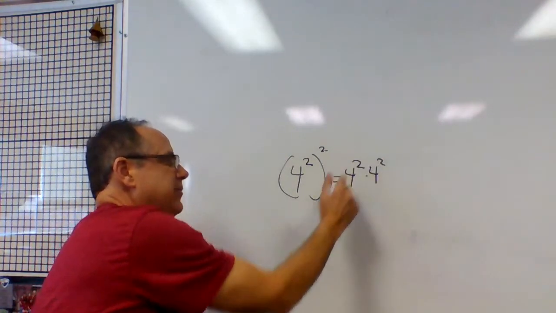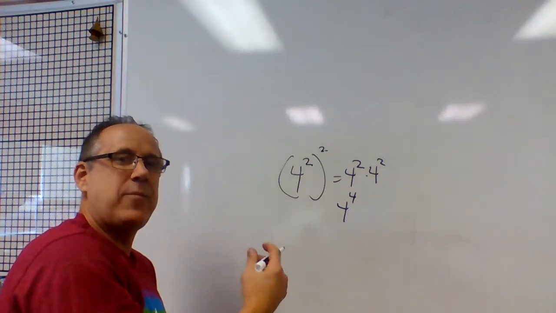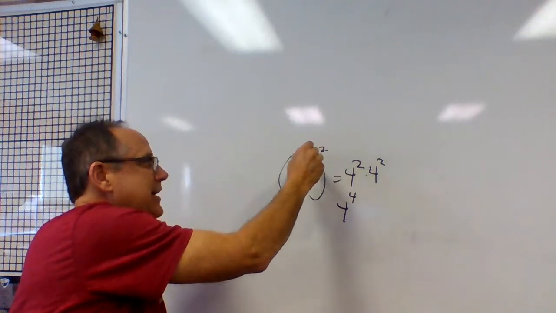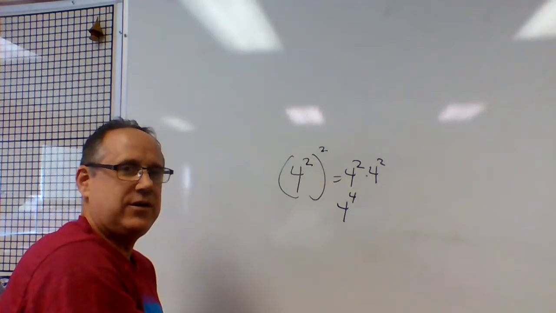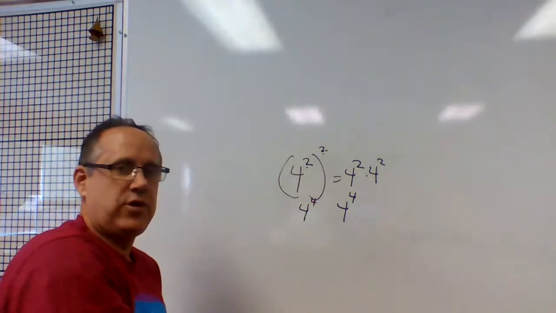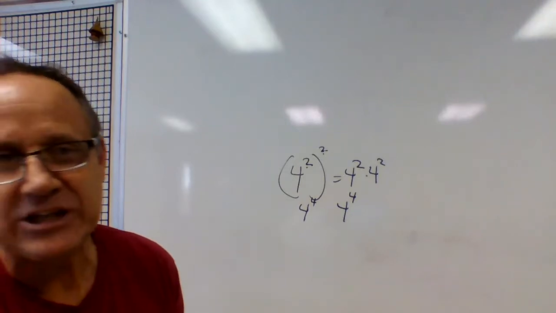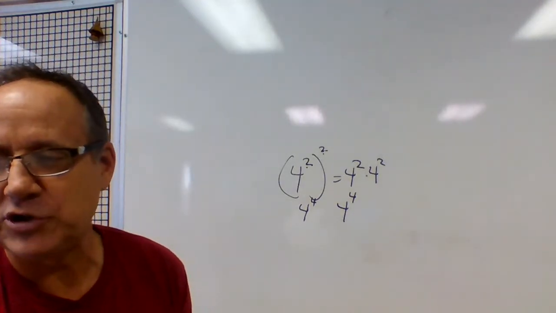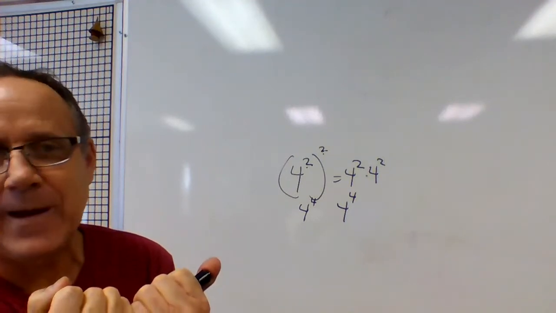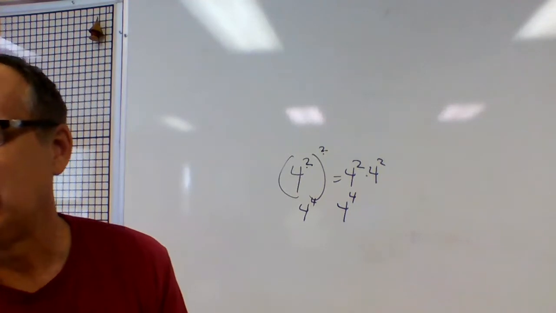We add the variables, would be 4 to the 4th. So when we have a power of a power, we can just multiply the powers together. 2 times 2 is 4, 4 to the 4th. So we look at that on the bottom of page 392. It shows you the concept, how we just multiply them together. Take a look at that as an example.